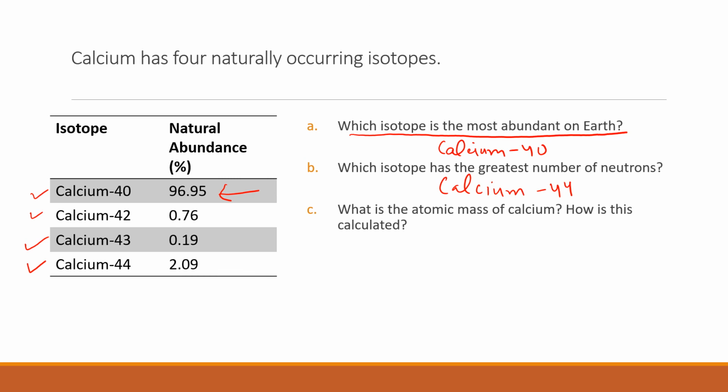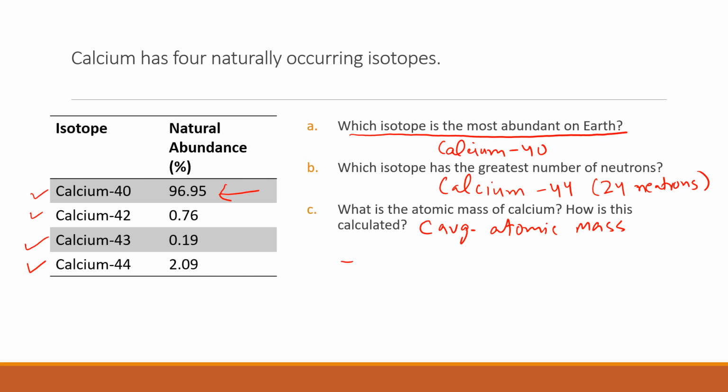You can calculate the number of neutrons. If you do, you will see this one has 24 neutrons. The others will have less than that. The last question is, what is the atomic mass of calcium? How is this calculated? What it's asking you to do is calculate the average atomic mass.